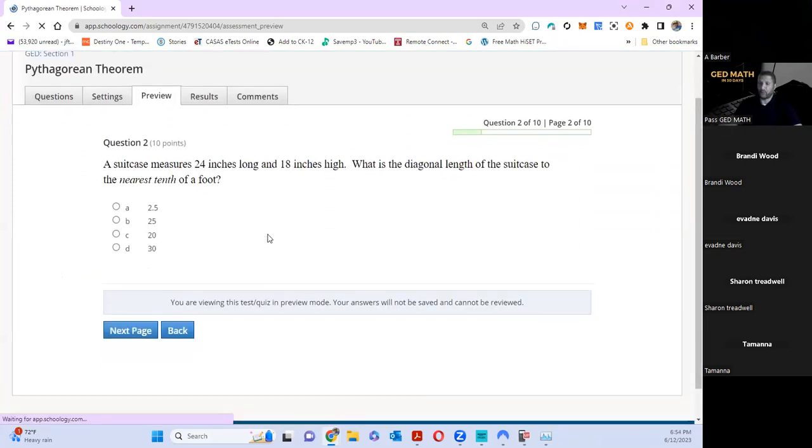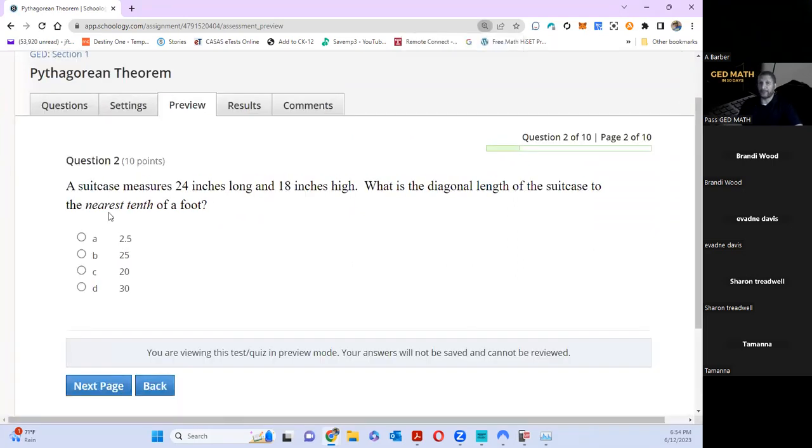Now look at this. Watch this. Another 36, Mr. Tinsley? Yeah, 36. Okay. Now, look at this problem. A suitcase measures 24 inches long and 18 inches high. High is height, 18. That's right. Got my little case, right? You got the width. Right, 24.